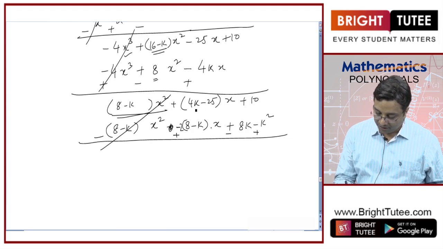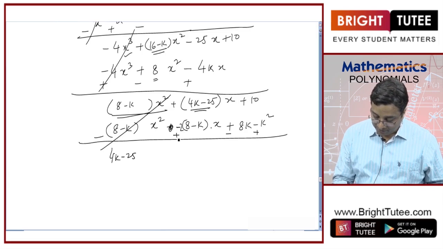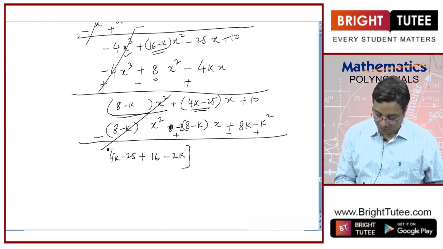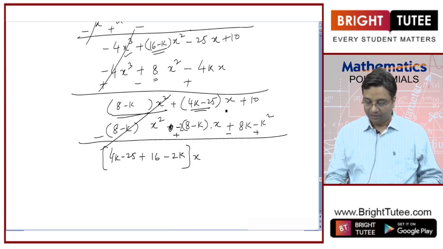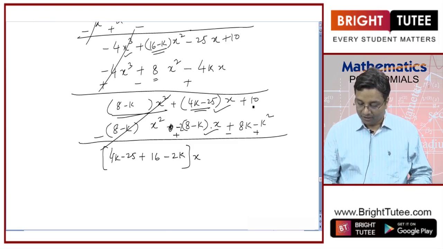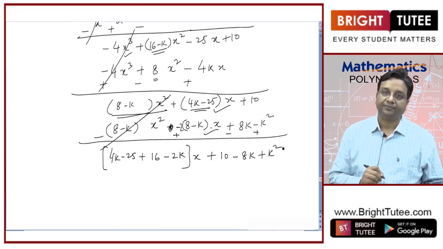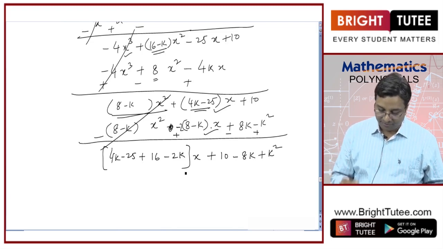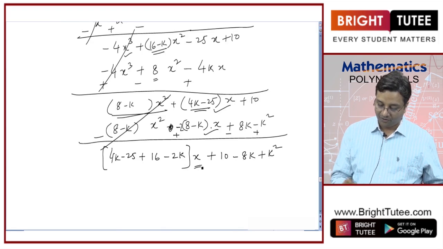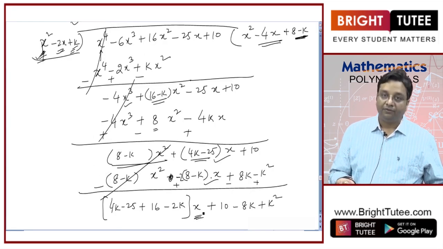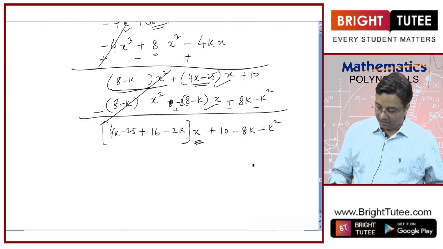So this will become 4k minus 25, right? This is with a plus sign, plus 16 minus 2k into x, right? So these two terms are taken care of. Now let's take care of constant terms. Plus 10 minus 8k plus k square. Okay, so this is the remainder that we get. Now the degree of highest term of x is 1. So this is perfectly our remainder now.